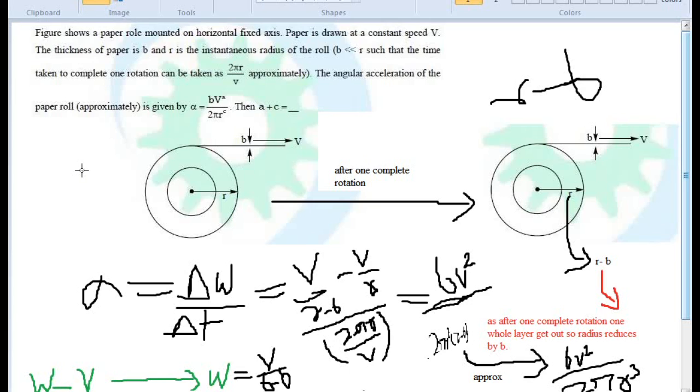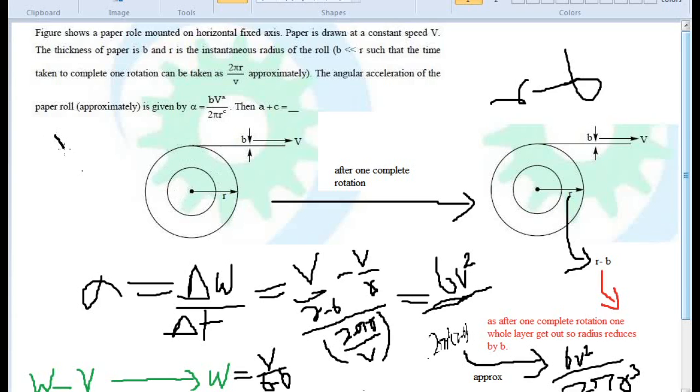But once the whole roll completes one whole rotation, what will happen? The whole layer will be removed. The point which was at this instant, after one complete rotation, will again come at this. So somehow the whole layer gets removed, because this point will again come over here. The points which remained for the layer to be removed also will get removed, the layer.